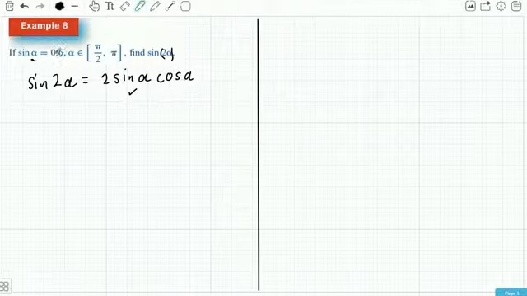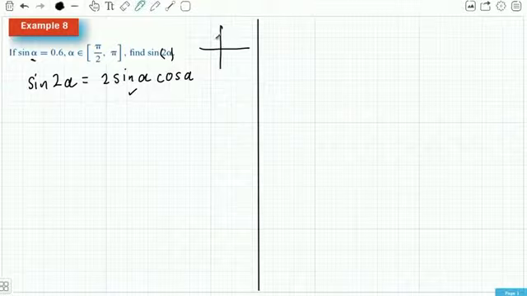So first thing to look at as well is that alpha, I should say second thing, is given in a particular range of values here. So think about your unit circle. Alpha is an angle. Okay, we're between pi on 2, which is up here, and pi. So it's actually that quadrant there.